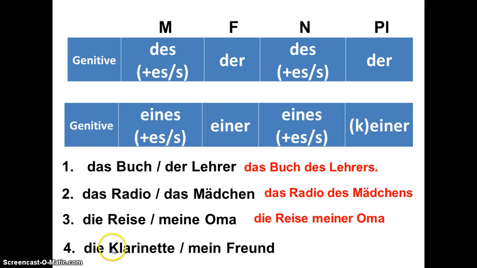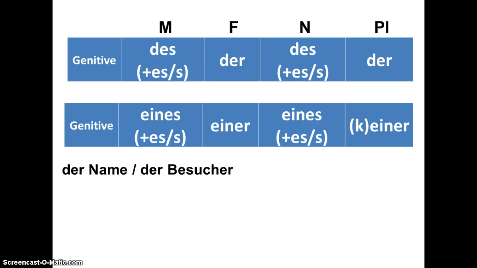In the fourth example, I have die Klarinette, and I want to say of my friend. Okay, and so Klarinette stays the same. Friend, I say that's a masculine friend, and I'm using an ein word. So I find that, and mein will rhyme with that. So I'll say die Klarinette meines, and Freund is one syllable. It's very short to say Freund. So I'll pick the es, and my phrase is die Klarinette meines Freundes. Let's try some more. The name of the visitor.